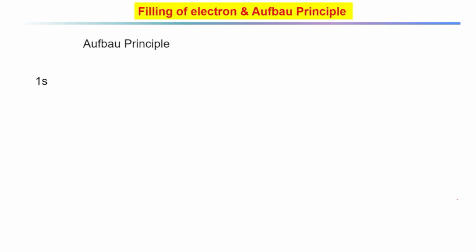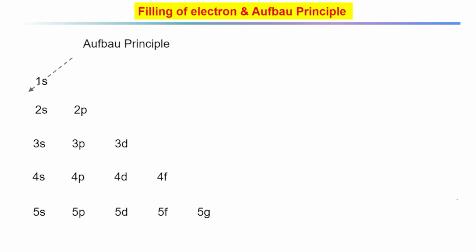Now we have seen that in the first period we have 1s, in the second period we have 2s and 2p, or second orbit. In the third orbit we have 3s, 3p, 3d. In the fourth orbit we have 4s, 4p, 4d and 4f. Similarly in the fifth orbit we have 5s, 5p, 5d, 5f and 5g.